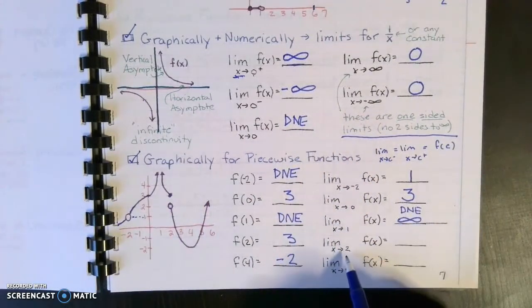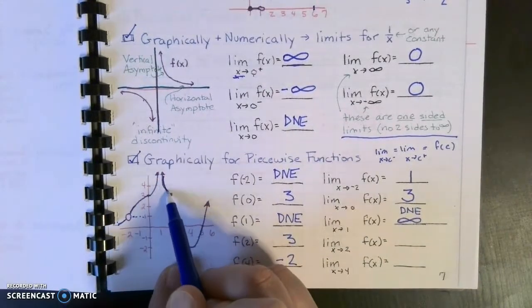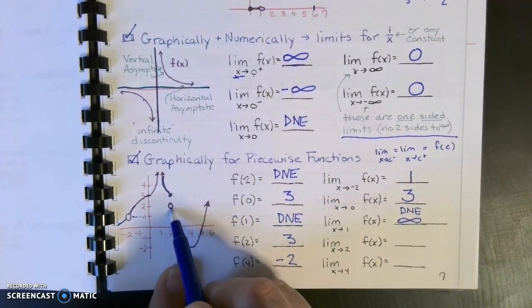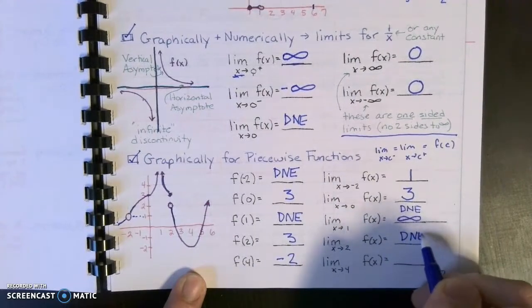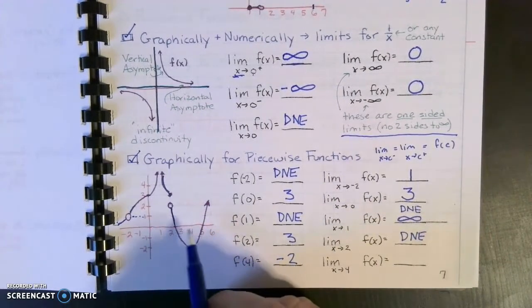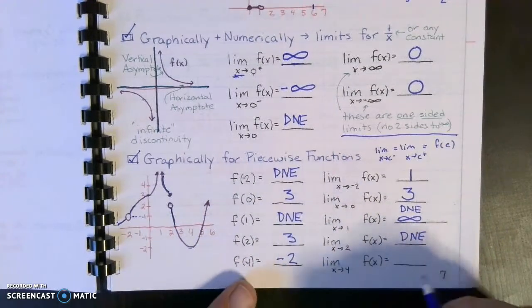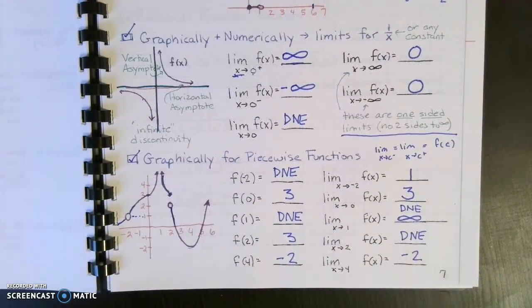So let's look at the limit as x approaches 2. As x approaches 2 from the left side, it approaches a different spot than as x approaches 2 from the right side. Therefore, the limit does not exist. And as x approaches 4, once a graph is smooth and continuous in an area, don't even try to figure it out. It's the same as the value. It's negative 2. Okay, so there's our general info on limits involving graphs.